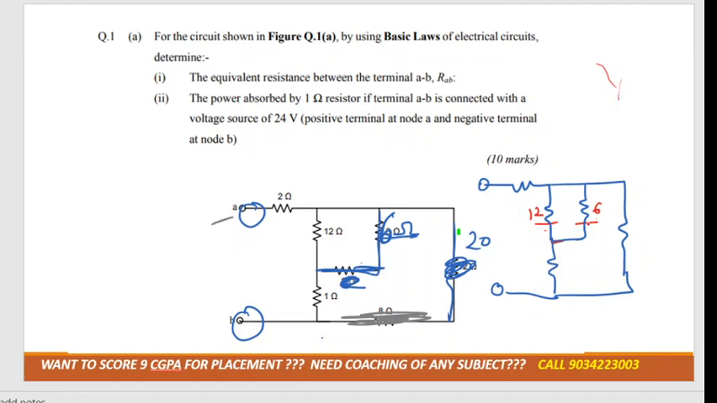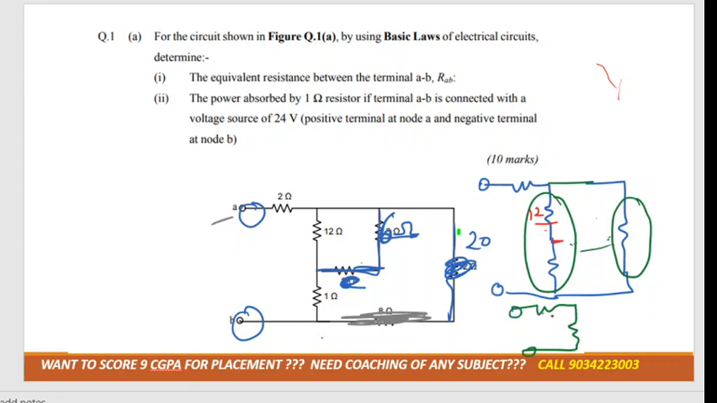Okay, so 12 and 6 is in parallel, so it can be combined into a single resistance, right? So this resistance would be eliminated. Now these two resistances are in series, right? And then we can combine it with this, then it will become parallel with these resistances. Then after solving it, a single resistance will be there, then these two resistances will be in series, right? So we got our first answer.